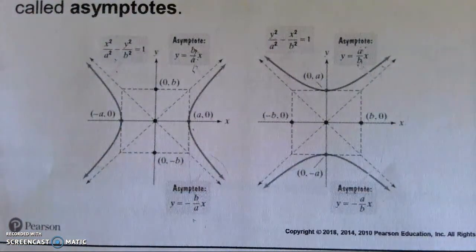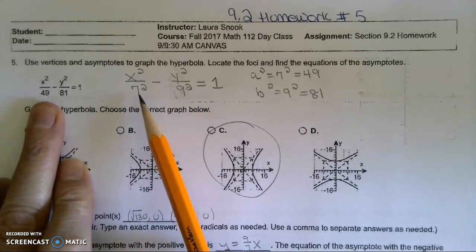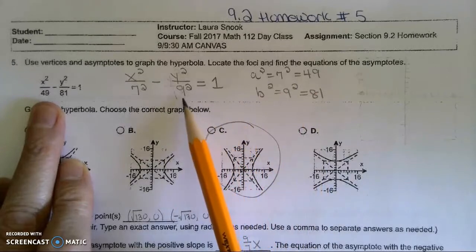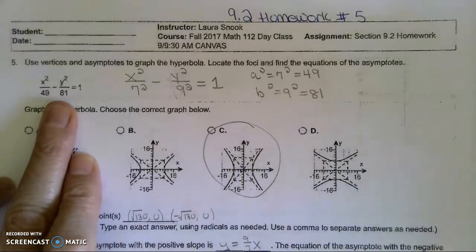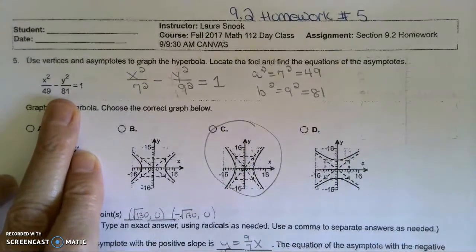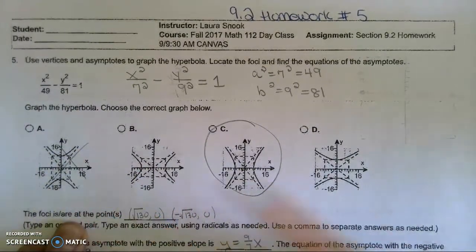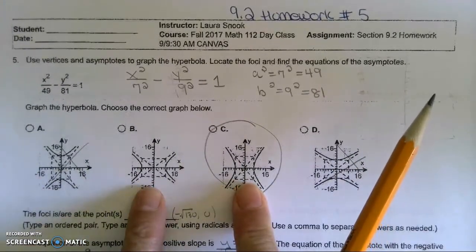So, okay, now I'm going to pause this and zoom out and look at the problem that we're going to deal with in this. Okay, so here's the example. We can tell that my a squared is 49, and my b squared is 81. So I can tell the vertices should be along the x-axis. So I can tell it's not going to be this one or this one. It's got to be one of these. So let me come back to that in just a minute.